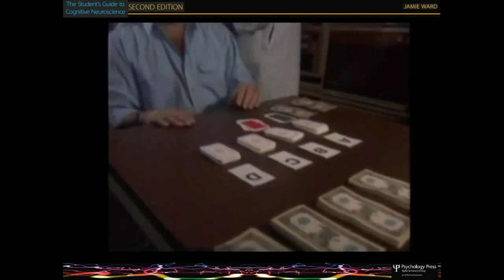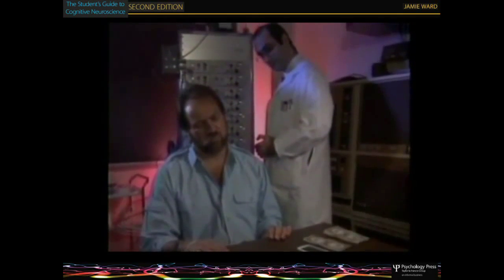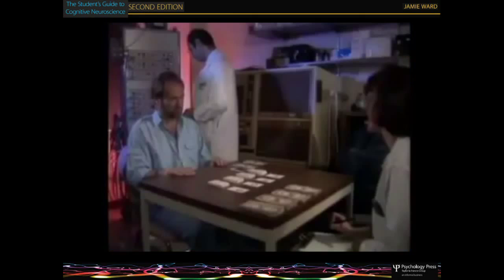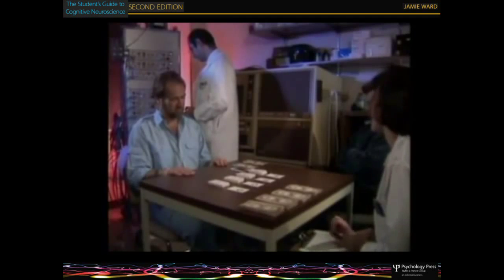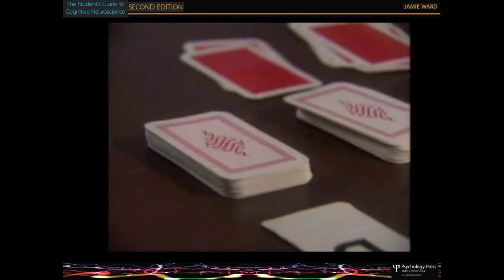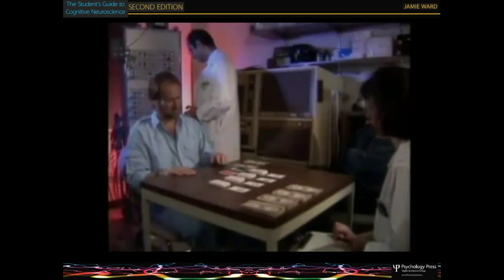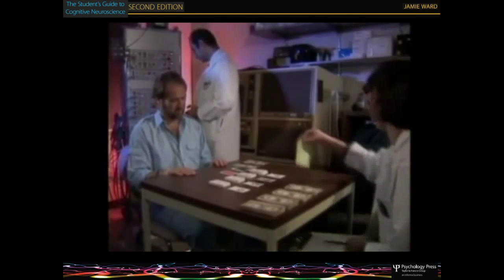Initially, I did what most people do: favor the two high-paying decks. That is, until the experimenter started demanding big penalties. So you owe me $50. Having learned my lesson, I eventually curbed my gambling impulses and shuffled over to the safety of the other two low-payment, low-punishment decks.